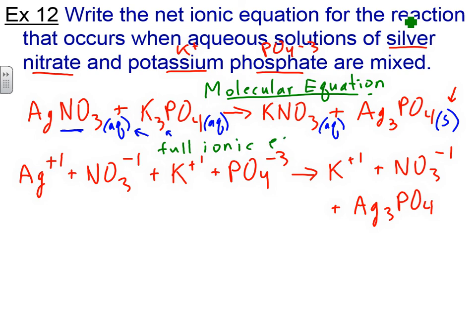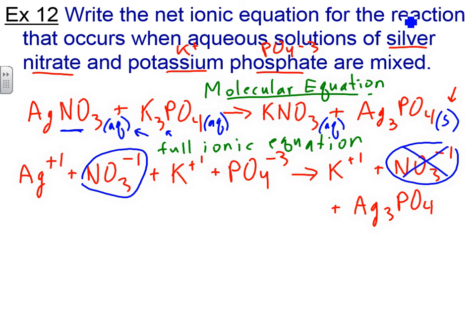And to get to the final one, which is the one we wanted to get to, the net ionic equation, what we will do is cross out anything that appears the same way on both sides. And these are the spectator ions. So what you'll notice is that nitrate has an NO3 -1 on the left. It's also NO3 -1 on the right, which means it did not change. It did not react. Nothing happened to it. So we can actually cross it out on both sides.